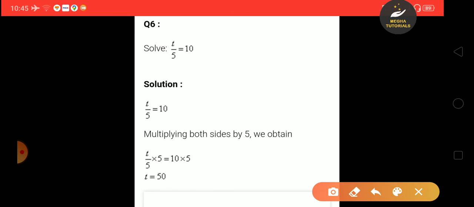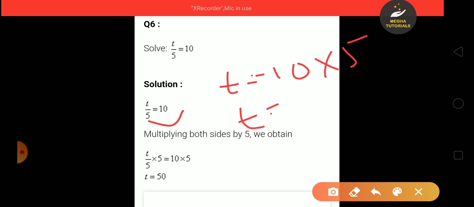Another method is transposition. You can transpose 5 on this side. So you will get t is equal to 10 into 5. That is t is equal to 50.